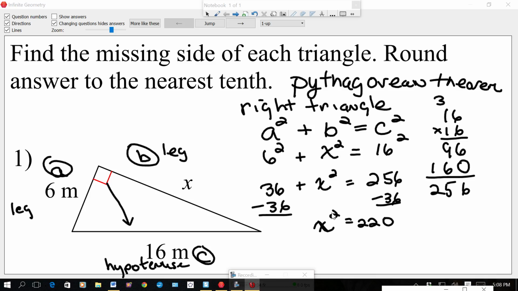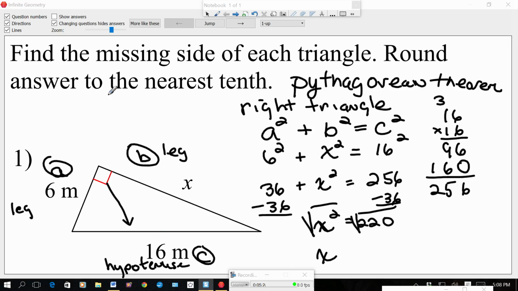So to undo a square, to get rid of the x squared, we take the square root. If I take the square root of this side, it becomes just x. I reached my goal. But when you do one thing to one side of the equation, you have to come over here and do the same thing. So now I want to find the square root of 220.